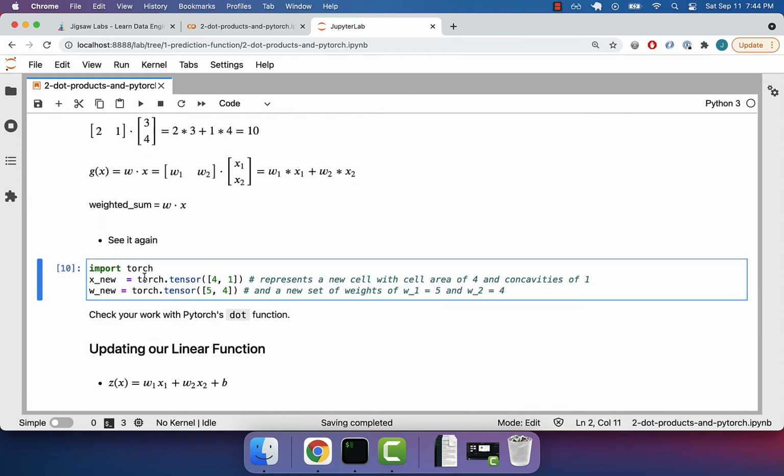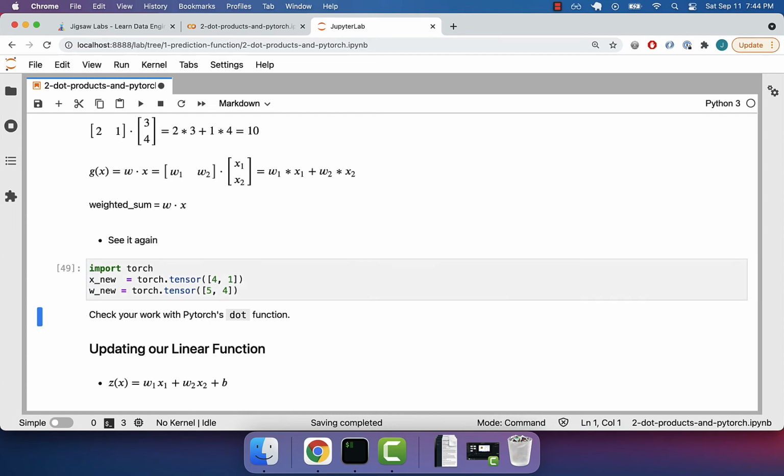Cool. Let's just double check our understanding. That's what I'm doing here. So now I'm just giving you guys kind of a quiz. Here's a new feature vector, 4 and 1. Here's a new weight vector, 5 and 4. And the question is, can you kind of predict what the dot product will be?